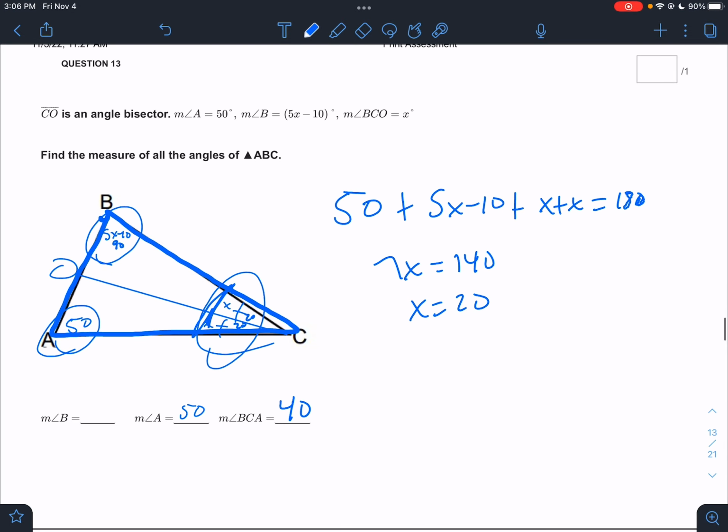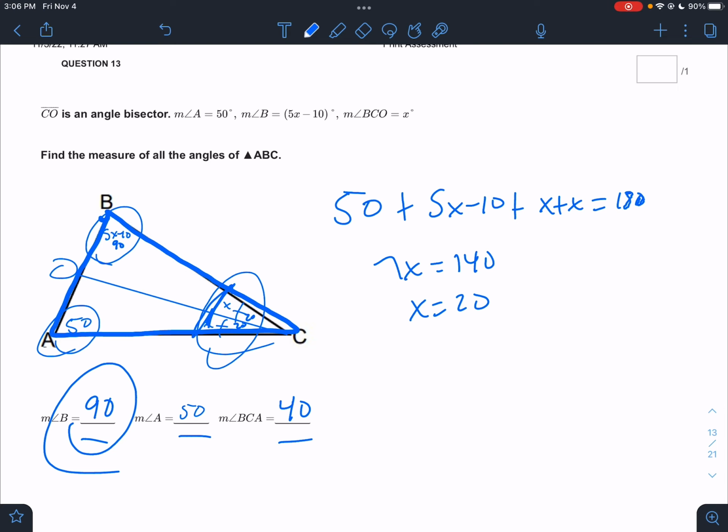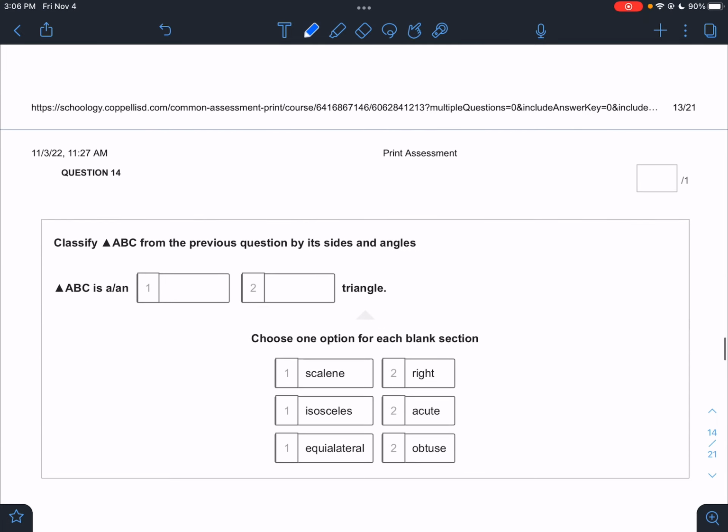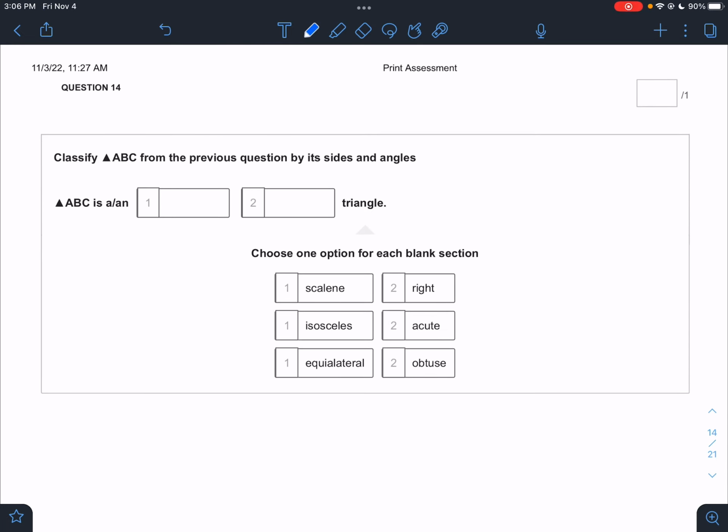So all I did was plug in the 20. So it's 90, 50, and 40. That means it's a right triangle. And because they're all three different, we know it's going to be scalene. So we have a right scalene triangle here, which is the next question. It'd be scalene and right.